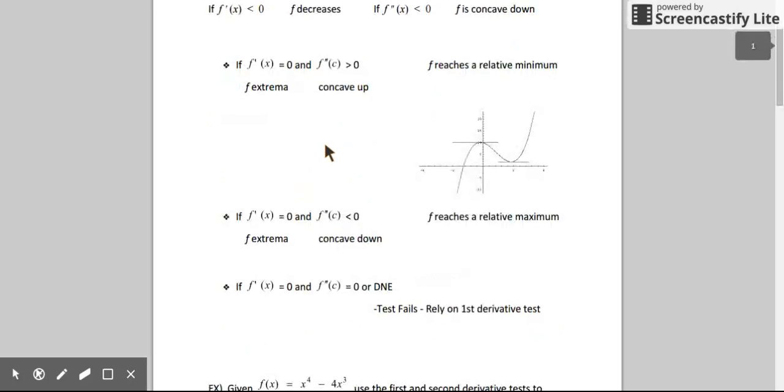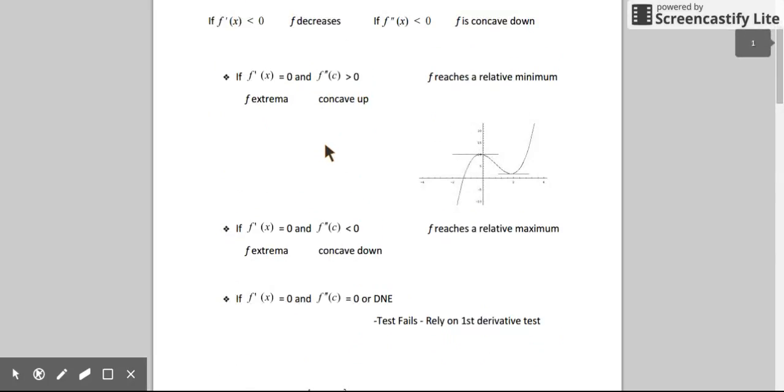Another way we can combine our first and second derivative tests is to figure out what type of extreme we have. So we know that if our first derivative changes from negative to positive, we reached a minimum, but we can also say that if we have a zero of our first derivative and our second derivative is positive, we've reached a horizontal tangent line or some extrema where our graph is concave up, which also tells us that we had a minimum.